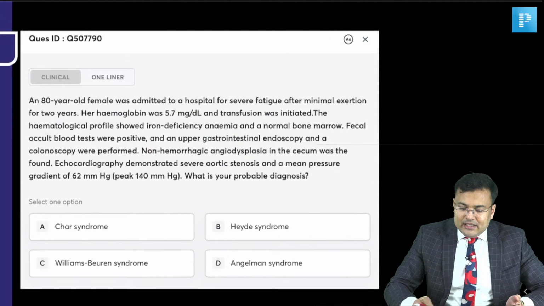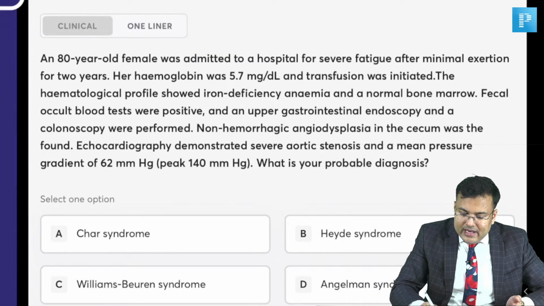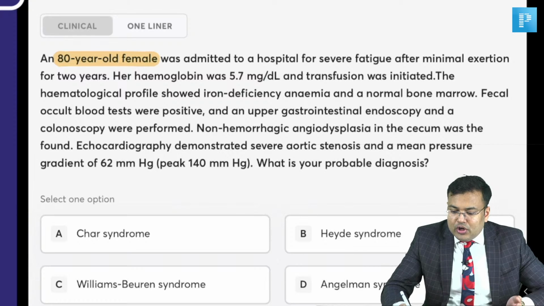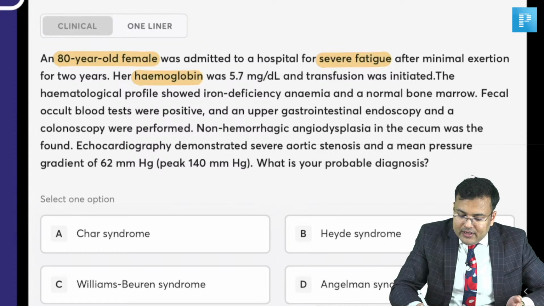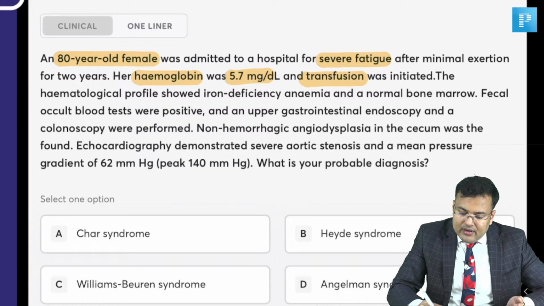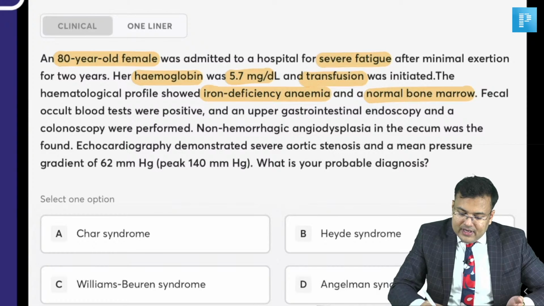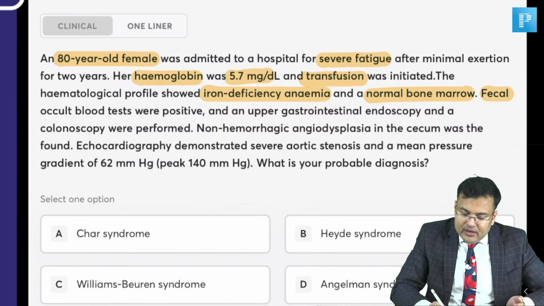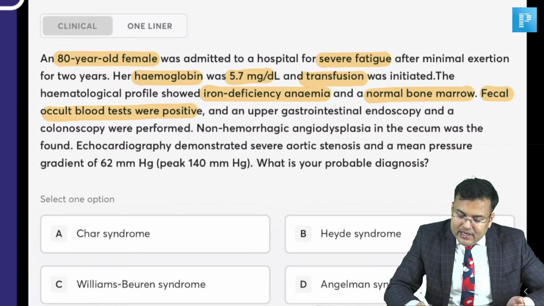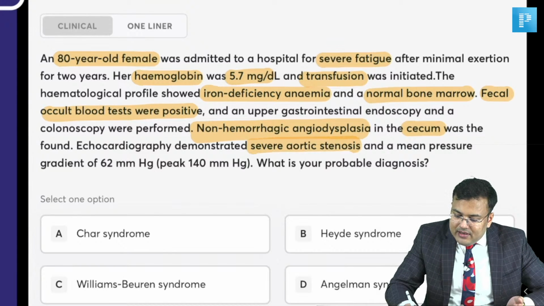Okay. Next question, guys, is very easy. Read it. Very easy to understand. 80 years old female admitted to hospital for severe fatigue after minimal exertion for 2 years. Can you see the hemoglobin? Very low, 5.7 milligram per deciliter. Transfusion was initiated. Hematological profile showed iron deficiency anemia. Normal bone marrow, fecal occult blood testing (FOBT) was also positive. Upper GI endoscopy and colonoscopy were performed. Can you see, guys? There is non-hemorrhagic angiodysplasia in the cecum. Echocardiography, can you tell me?